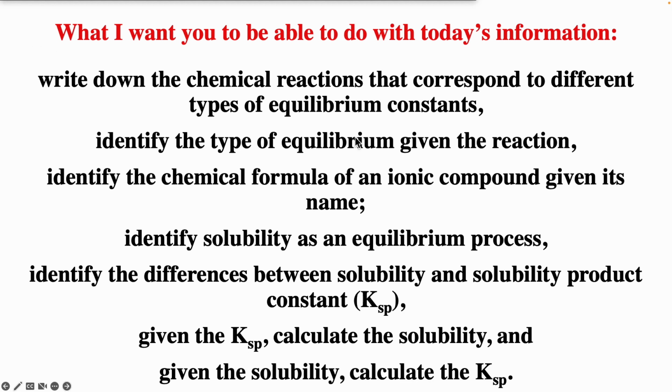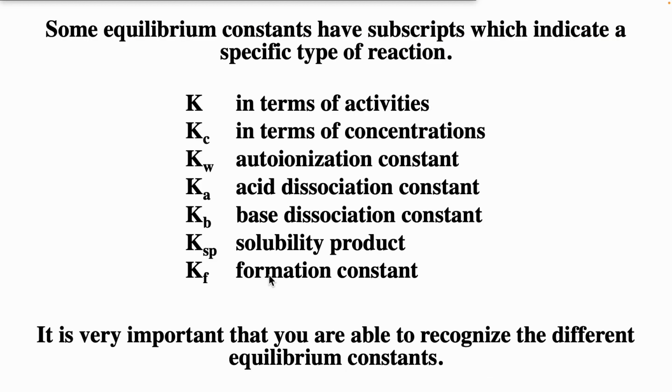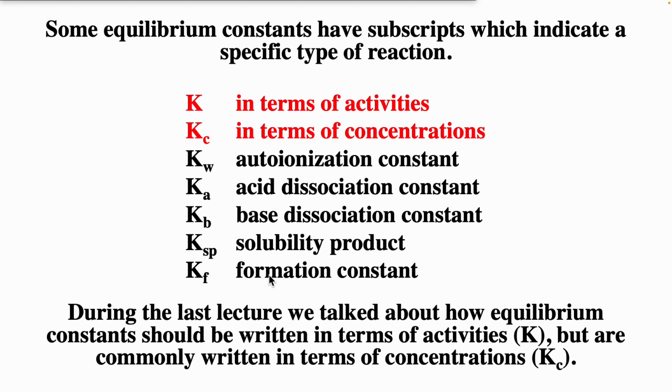The solubility product constant is just an equilibrium constant. Given the KSP, you should be able to calculate the solubility, and given the solubility, you should be able to calculate the KSP. Some equilibrium constants have subscripts which indicate a specific type of reaction. If you have no subscript, that just means equilibrium constant in terms of activities. The C indicates in terms of concentrations.